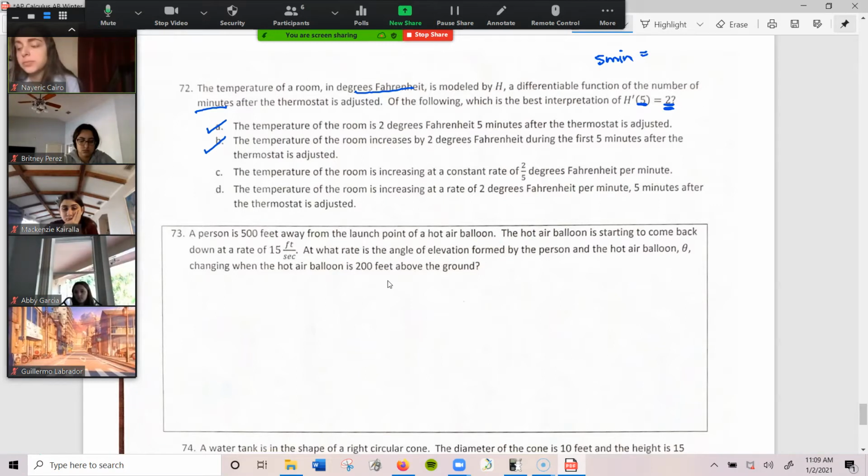The temperature of the room is increasing. So increasing, again, we're like, oh, okay, yeah, at a constant rate of 2 over 5. 2 over 5 has nothing to do with anything, because it's just 2. So it's not C. So it's got to be D. But let me explain why. The temperature of the room is increasing at a rate of 2 degrees Fahrenheit per minute. And that is at the moment where it is 5 minutes after the thermostat is adjusted.